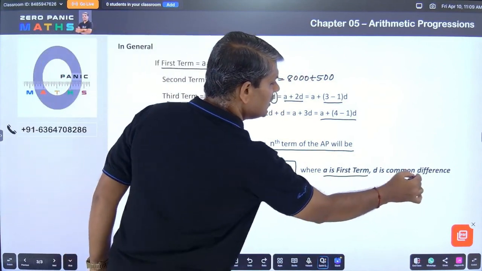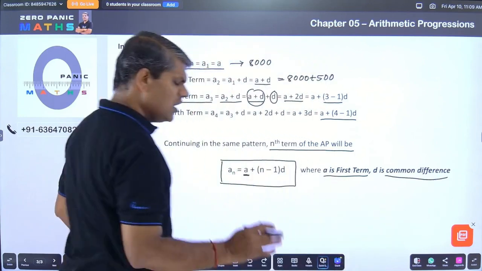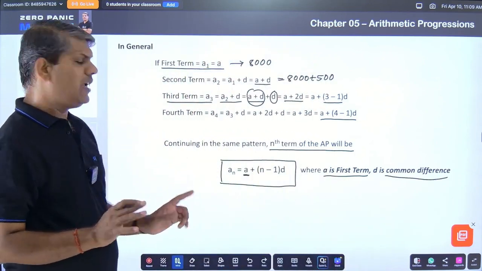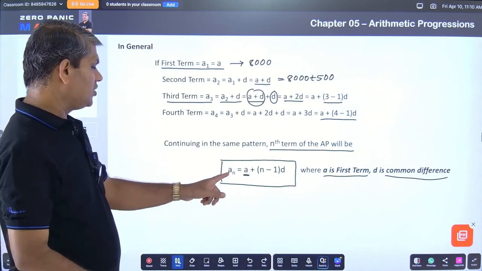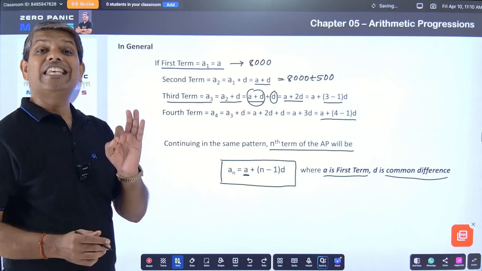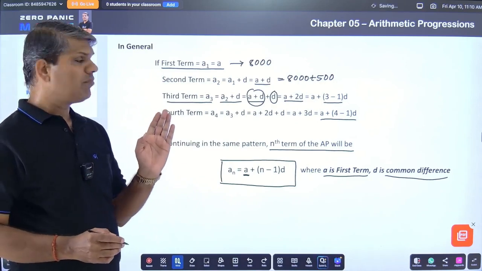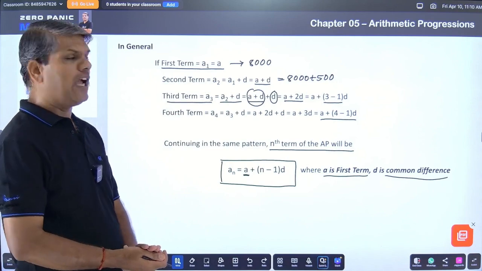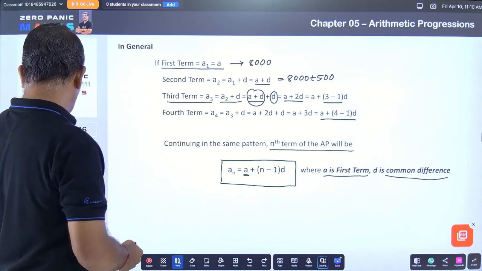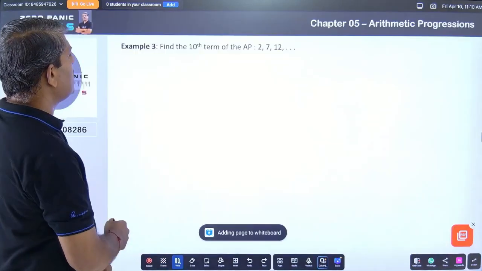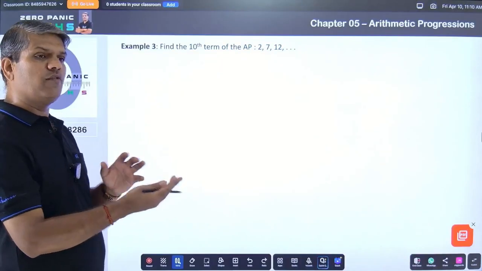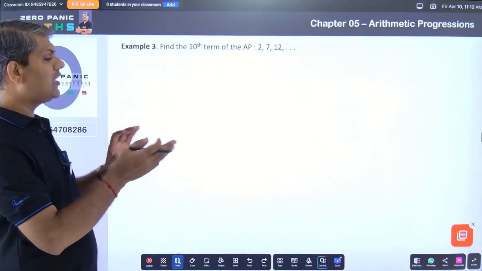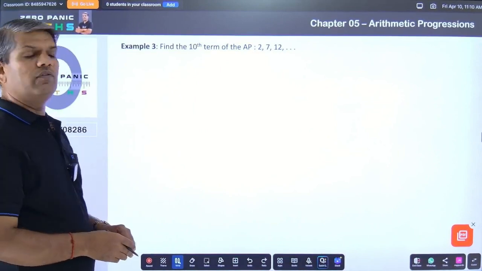And d is the common difference. So it's a simple formula to remember: a plus n minus 1 multiplied by d. That will always give you the nth term of an arithmetic progression. Let us use this knowledge to solve some problems and find the nth term, or given the nth term, find the number of terms. All those different kinds of problems we have to see.